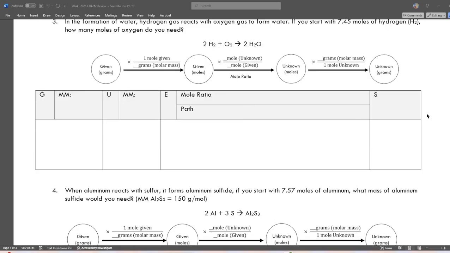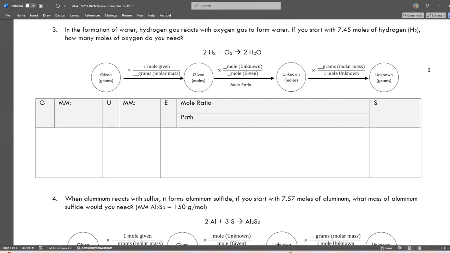All right, right here it says, in the formation of water, hydrogen gas reacts with oxygen gas to form water. If you start with 7.545 moles of hydrogen, how many moles of oxygen do you need? So this is a stoichiometry problem where we're going to use our stoichiometry map.